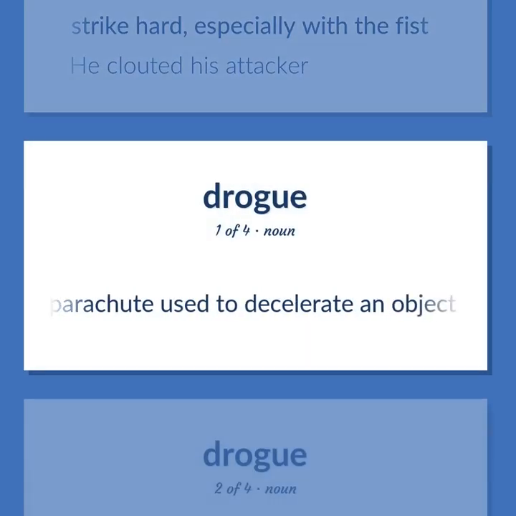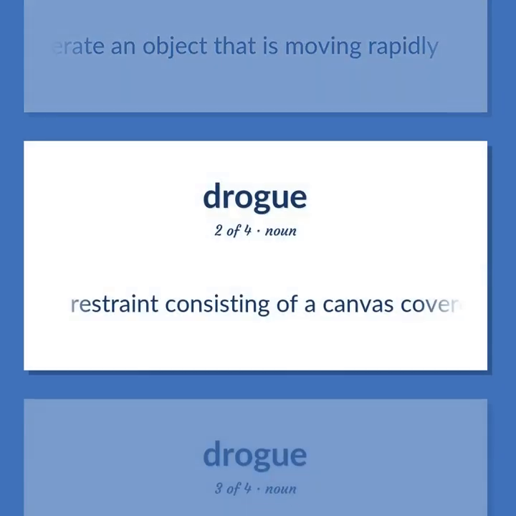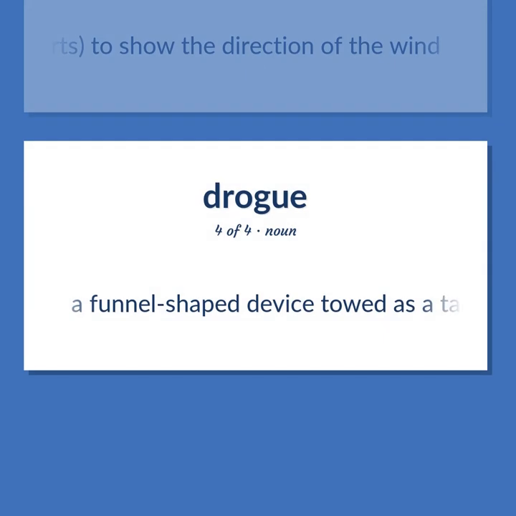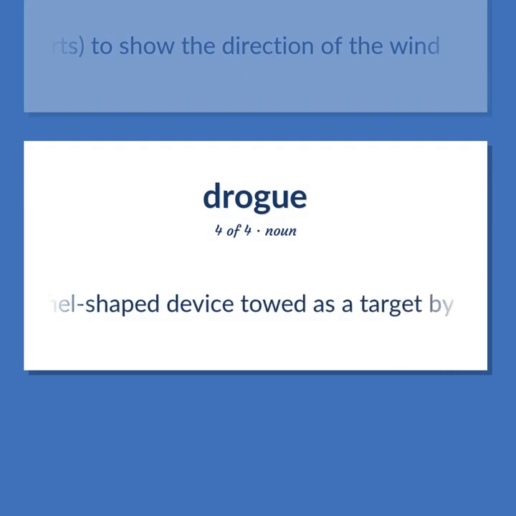A parachute used to decelerate an object that is moving rapidly. Restraint consisting of a canvas-covered frame that floats behind a vessel, prevents drifting or maintains the heading into a wind. A truncated cloth cone mounted on a mast, used, e.g., at airports, to show the direction of the wind. A funnel-shaped device towed as a target by an airplane.